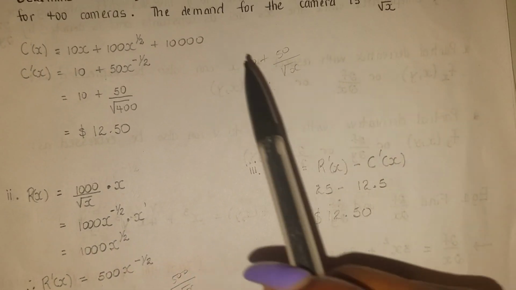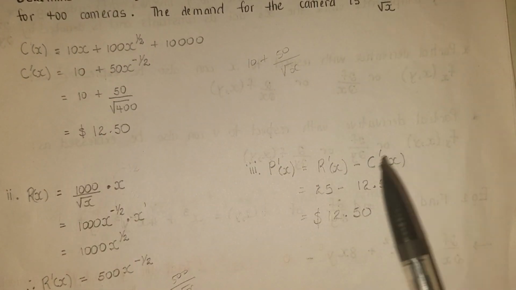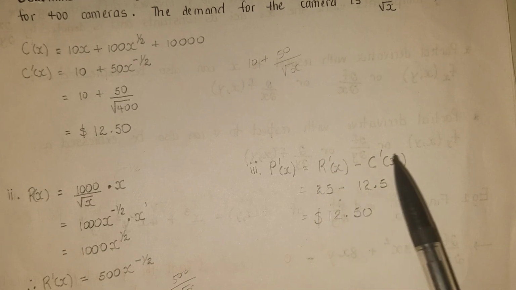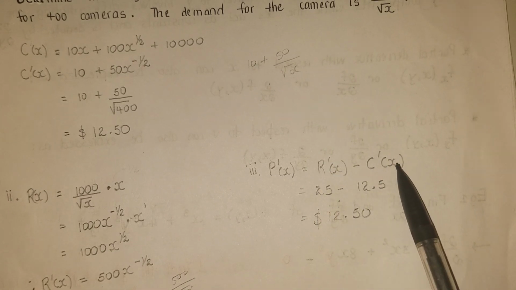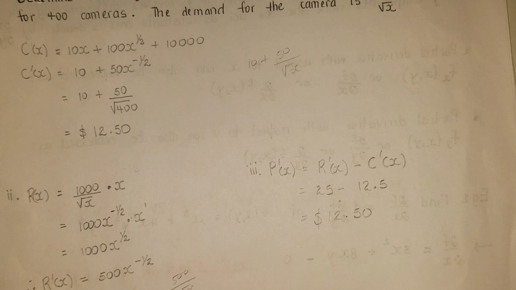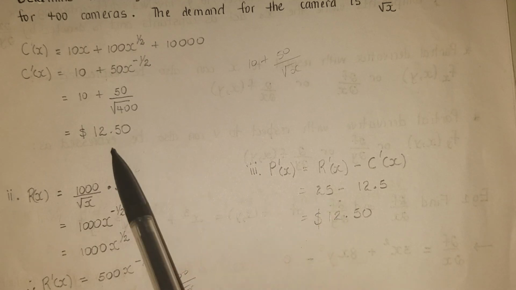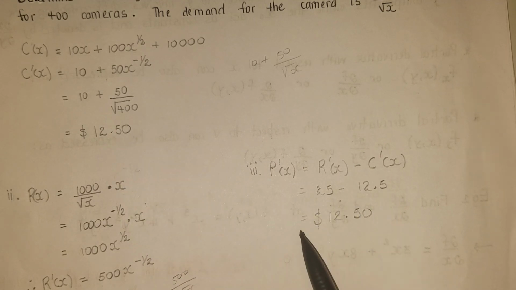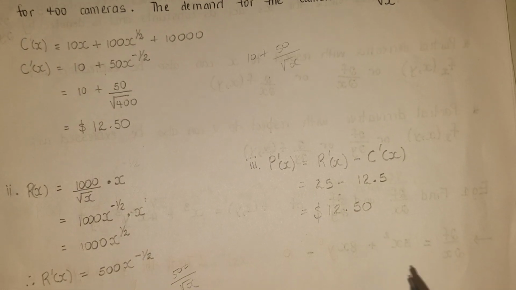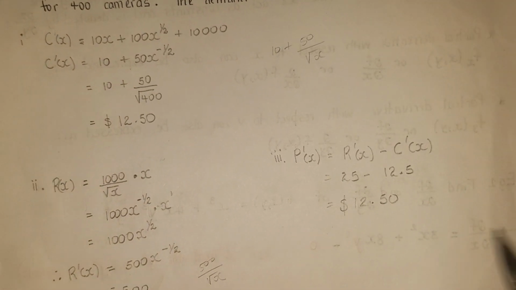And lastly, for the marginal profit, its formula is going to be the marginal revenue minus the marginal cost. We found the marginal revenue to be 25 and the marginal cost was $12.50. So when we subtract them, the marginal profit is $12.50.